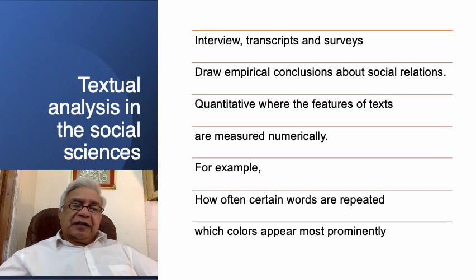The second field of textual analysis is the social sciences. In social sciences, for example, we can look at interviews, transcripts, and surveys in order to draw conclusions and to discover their relationships. This type of analysis is called textual analysis in social sciences. For example, we can see where the features of the text can be measured numerically. There the quantitative ways can be adopted. For example, how often certain words are repeated and which colors appear most prominently. This is what we do in social sciences textual analysis.